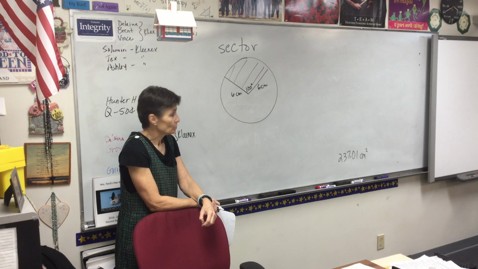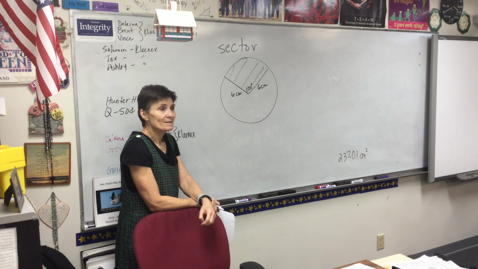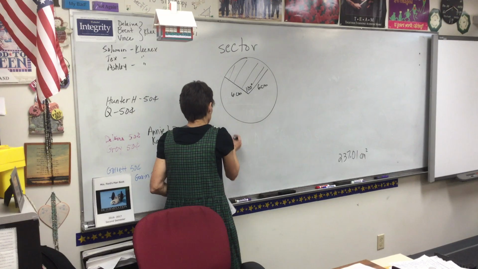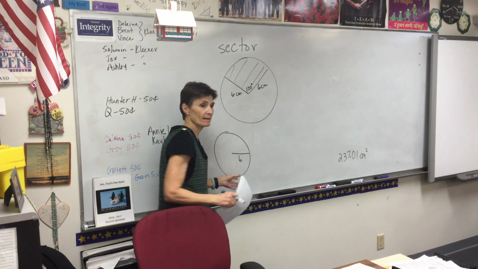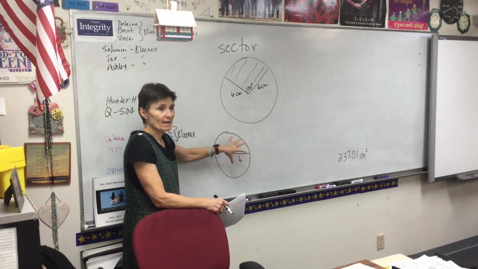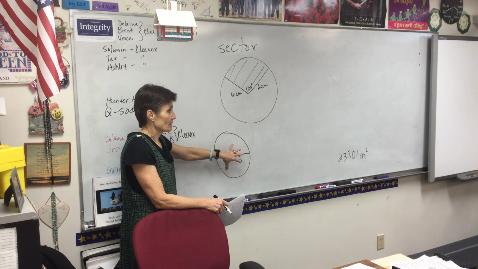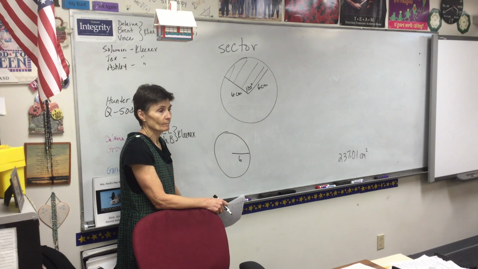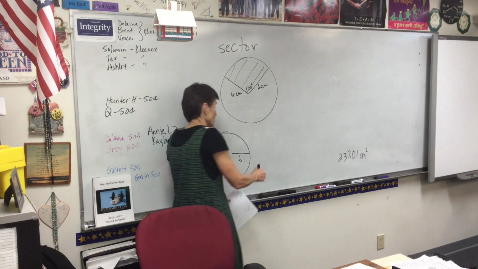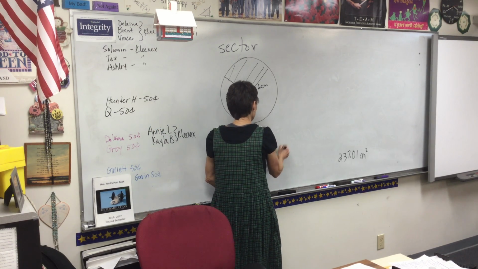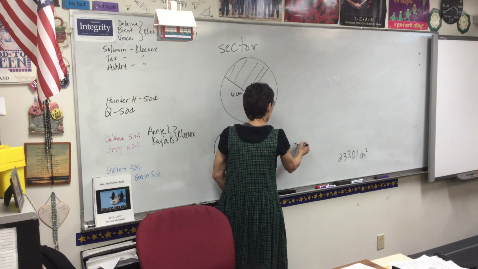Now, what if nothing were shaded in? What if I had a circle with a radius of 6? Could you find the area of that? Yes. How do we find the area of a circle? So the total is 12. Somebody said what? Pi r squared. So the area of a circle is pi r squared.